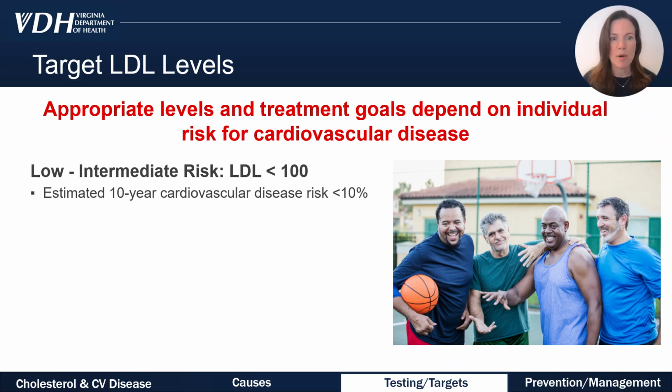In general, people who have low to intermediate risk of cardiovascular disease are recommended to have an LDL level under 100.